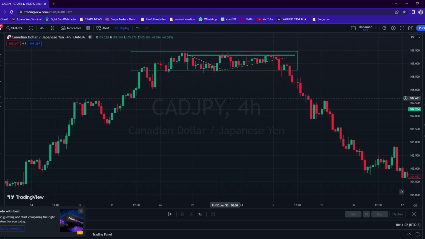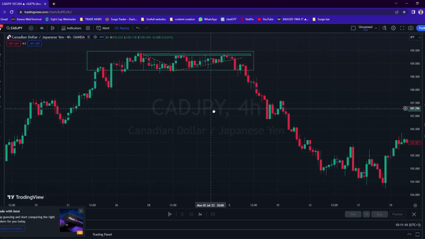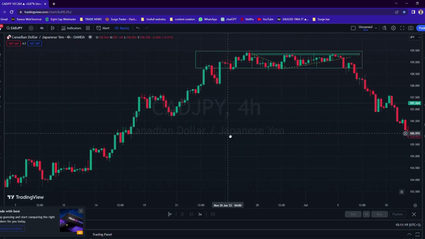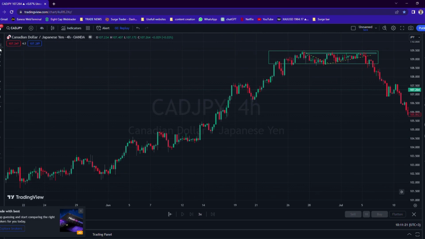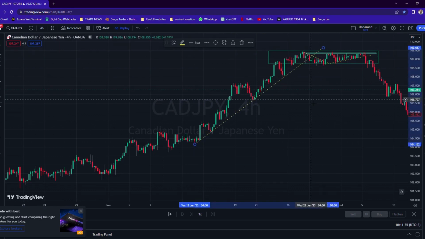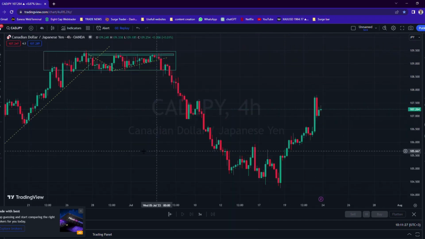So first, how do you identify that a trend has ended and you're entering a range? And how do you identify that the range has been exited? So let's jump right into it, guys. Here we are looking at a trend that was coming from an upward trend. That is right there. That's an upward trend.